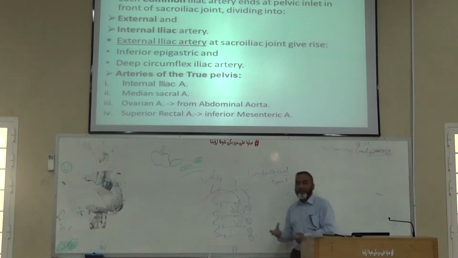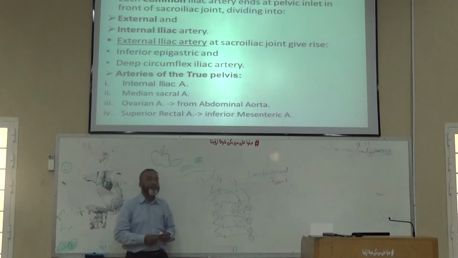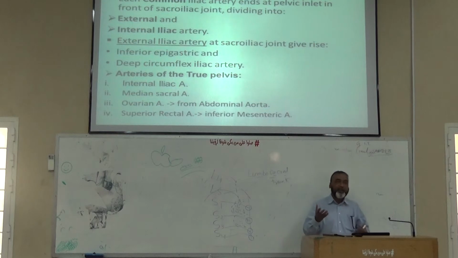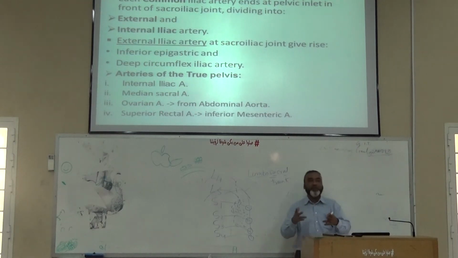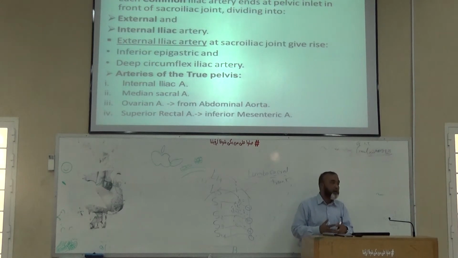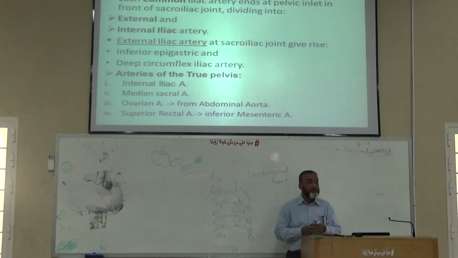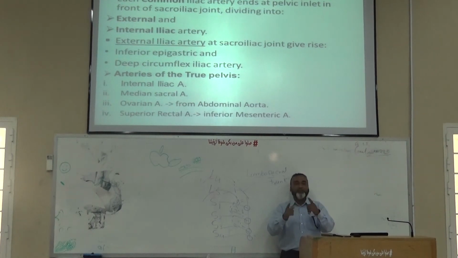When we come to the arteries of the pelvis, they come from the common iliac artery. The common iliac artery, as we already know, arises from the division of the abdominal aorta at the level of L4. Then the right and the left common iliac arteries go toward the right and the left side.